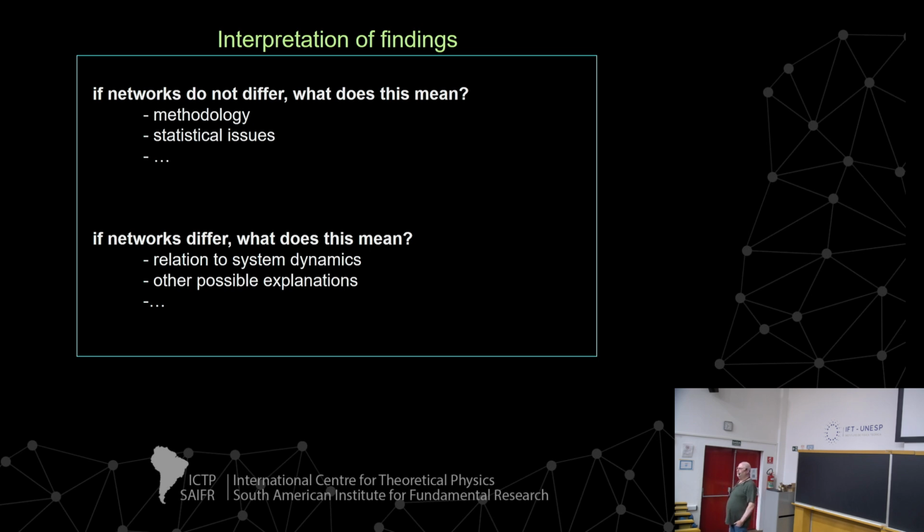Good. And then you end up here, and you see the networks do not differ. What does this mean? Could be anything. It's an issue of the methodology, it's an issue of statistics, it's an issue of whatever. You can go to the other side. They do not differ. And what does this mean? So far.